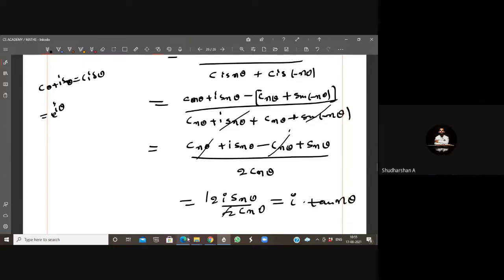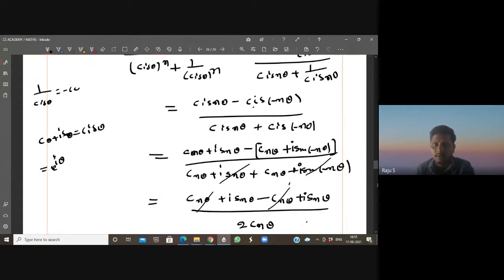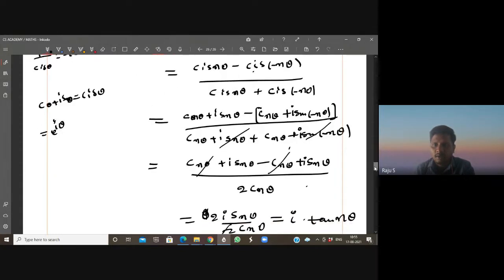So what is the last step before, sir? 2 or 2i sin theta? Just 2i sin theta here. I mean sin n theta becomes 2i sin n theta. Then iota will be there. Don't forget to write iota. cos n theta plus iota times sin n theta.